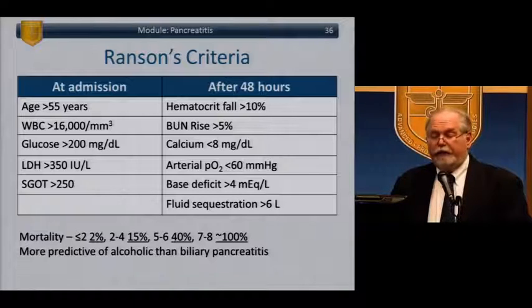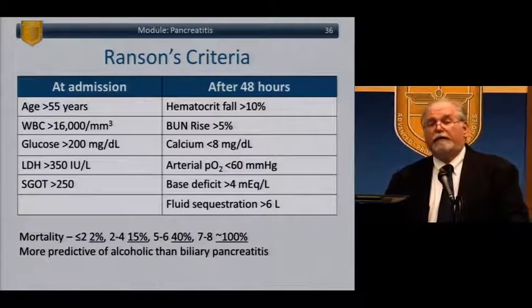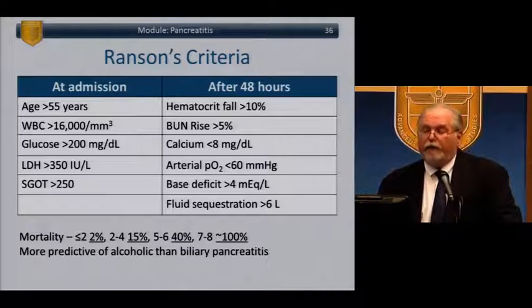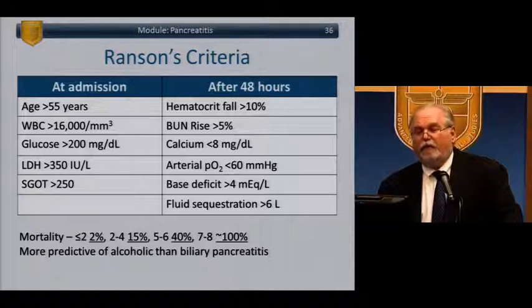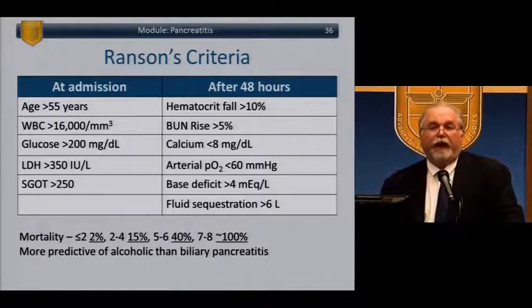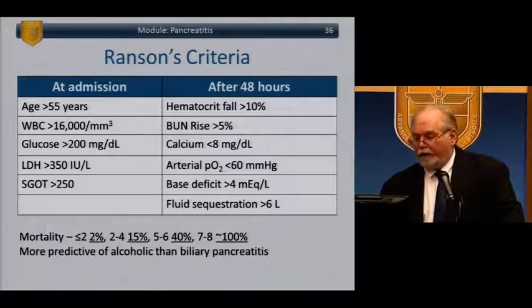And you see that the mortality risk is associated with the number of Ranson's criteria, but also note that this is much more predictive of the mortality in alcoholic rather than biliary tract pancreatitis. So this really doesn't predict biliary tract pancreatitis mortality as well as it does for alcoholic pancreatitis.